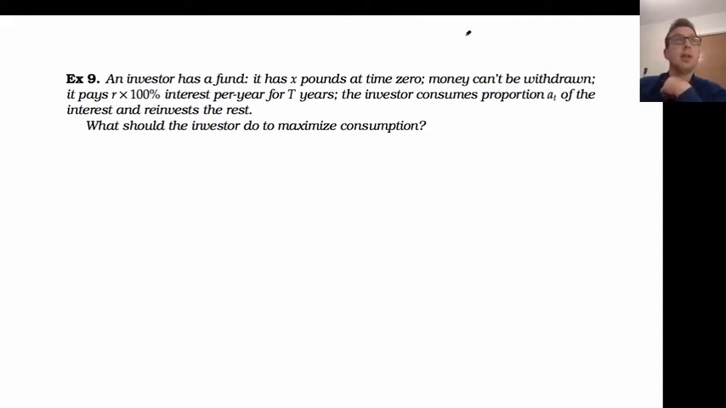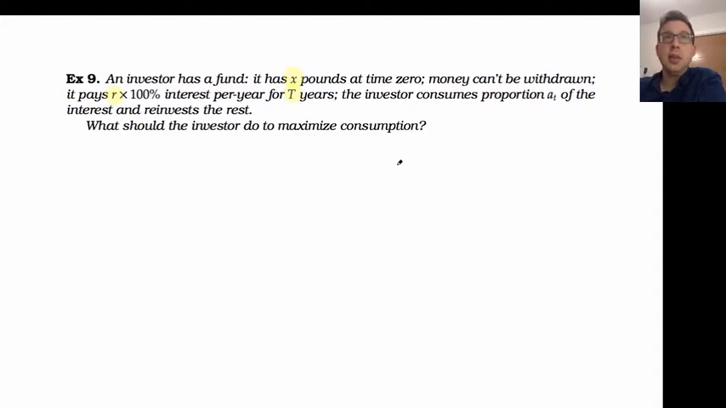All right, so let's consider the following setting. We've got an investor who has a fund, okay? And in that fund, there are X pounds at time 0. And it's a specific type of fund where the money that is put in the fund can't be withdrawn, but it pays interest. It pays R% interest, and it does that for T years, okay?